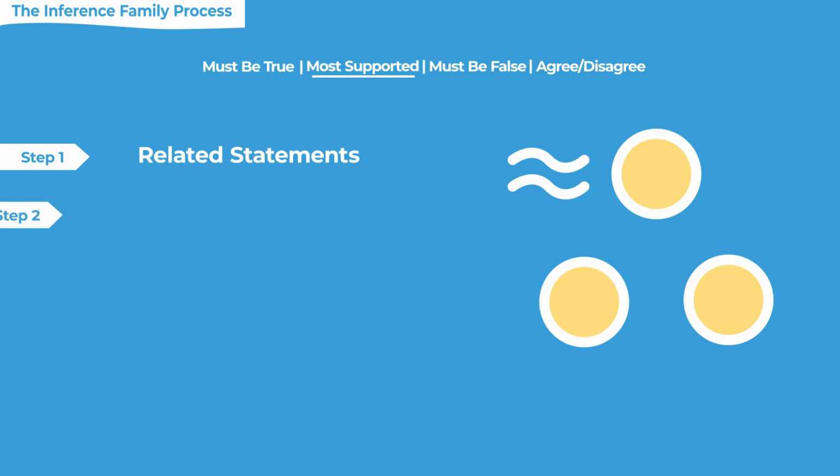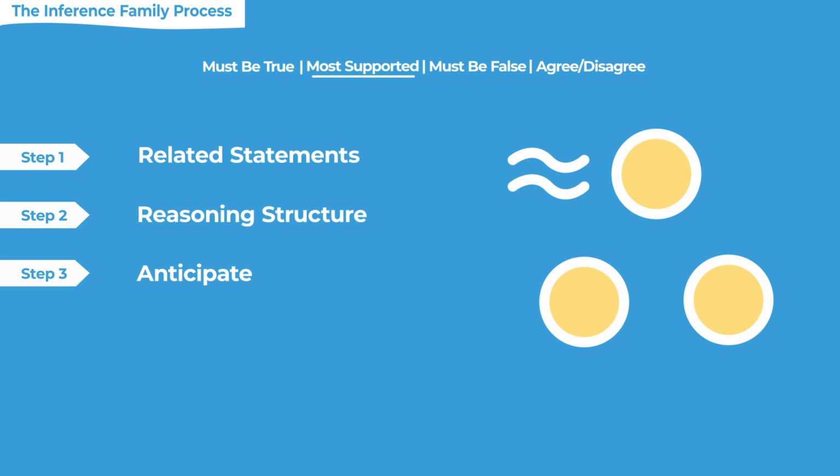We can use reasoning structure to help us get a better sense for how the statements connect, and then use that in order to anticipate what an answer could sound like. Now, we won't always be able to anticipate the answer, or the answers that we do anticipate may not always be what's presented in the answer choices. But we do want to go through that process of looking for those connections between the statements and then using those connections in order to anticipate what an answer could sound like.